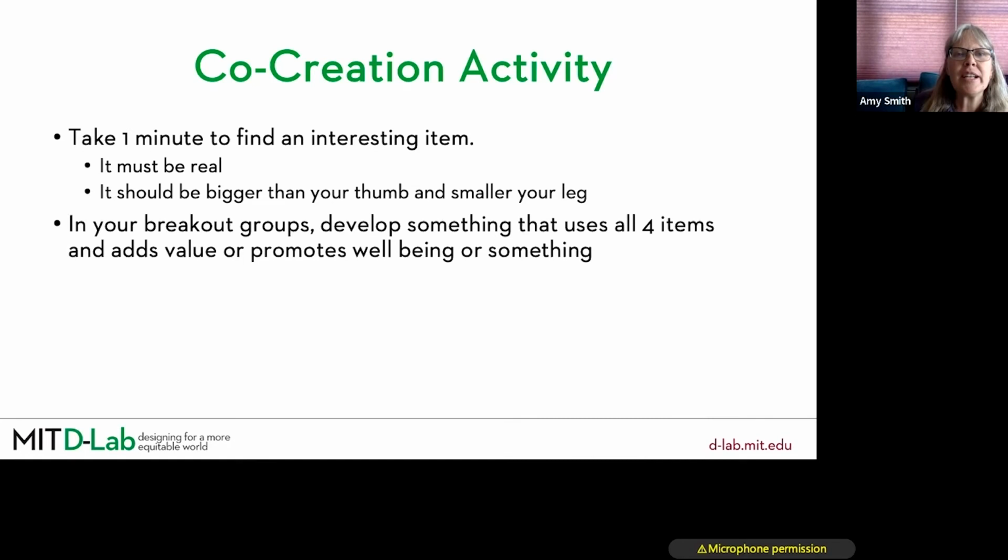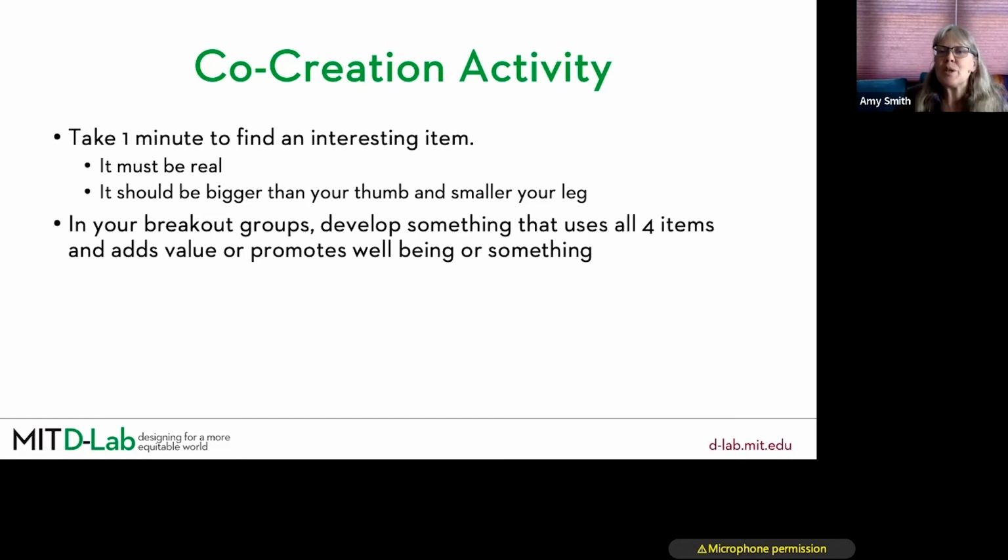And now this is what's going to happen: you're going to go back to your breakout groups and you're going to be creative. Oh dear, I didn't finish writing this one, sorry. You are going to develop something that uses all 4 items, that adds value or promotes well-being for refugees or displaced populations. So apologies for the incomplete line there. I'll state it again: you should add value or promote well-being to some segment of a displaced population.